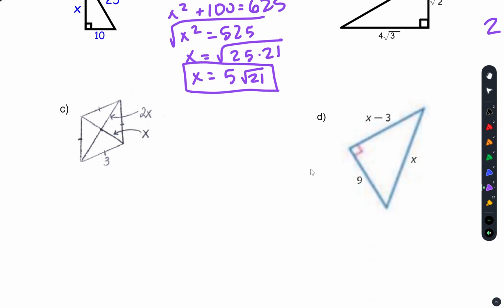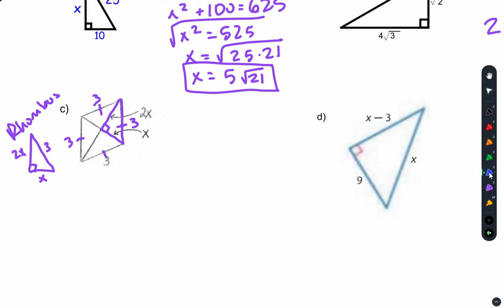Okay, moving on to letter C. In letter C, we actually have one of these quadrilaterals that we've talked about before. These have 4 congruent sides, making this a rhombus. So that tells me that each one of these sides is 3. Also, a property of a rhombus is that those diagonals that are running through the center of that rhombus are perpendicular, which means I get a right angle and a right triangle. That right triangle, if I were to draw it out over here, would look like, here's my right angle, my hypotenuse is 3, and my legs are 2x and x.